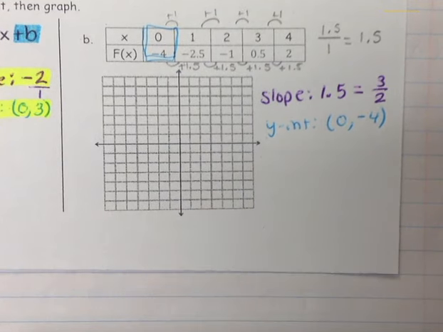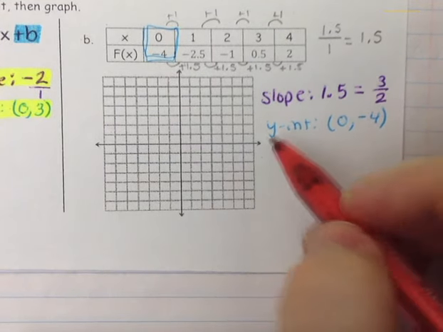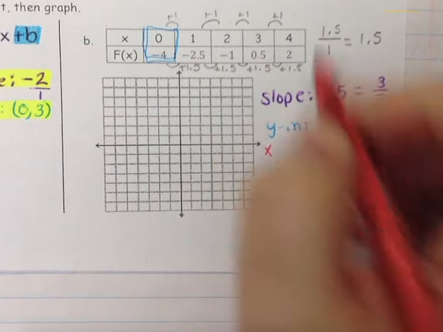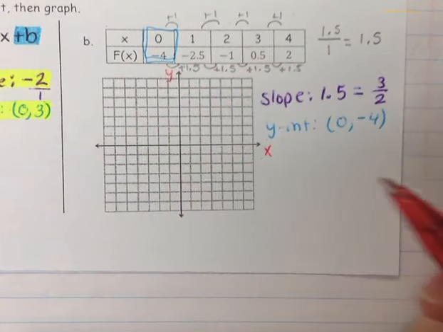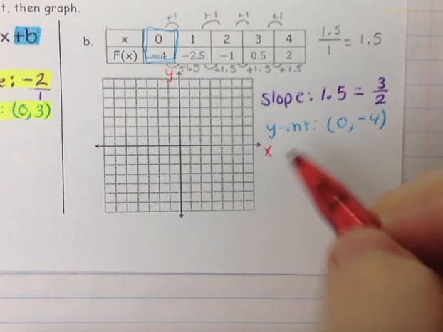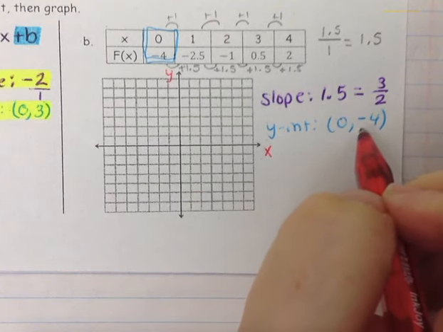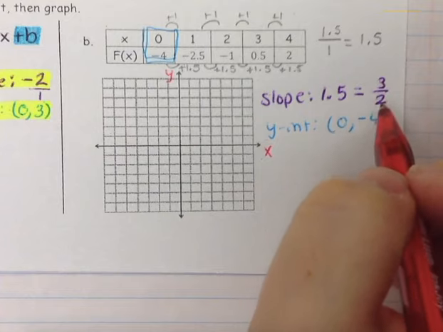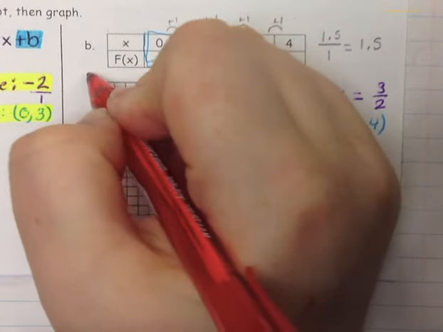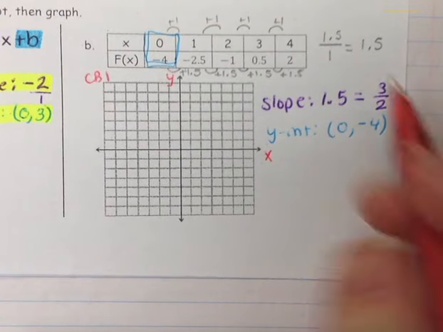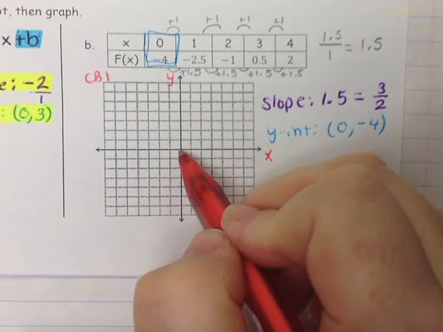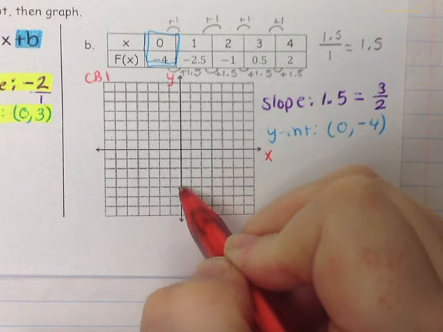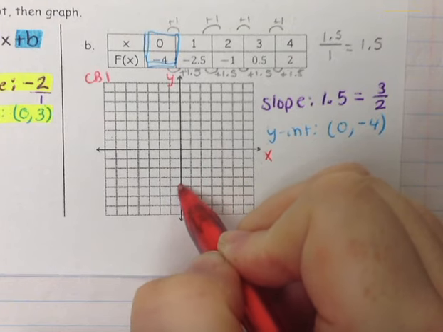Now we can graph. First, we want to put our x and y on our axes, so a positive x-axis and a positive y-axis. Then I'm going to put our count by. Since we're at 0, -4, and we're going up, with rise over run as 3/2, we can probably just count by 1. So I'm going to put CB1. So 0, -4: x of 0, y of -4. 1, 2, 3, 4. Put in a point here.